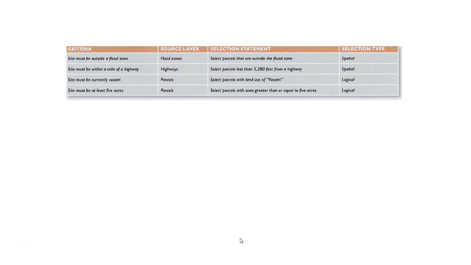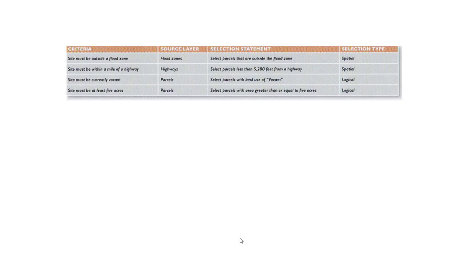So when we set up criteria, say we're trying to site something, we're trying to find a parcel that fits a certain type of criteria, we can think spatially and logically. And let's look at the examples for spatial versus logical. So for spatial, this is just a fictitious criteria, a site must be outside of a flood zone. So that makes sense that we don't want to be in a flood zone if we're trying to develop a new property.